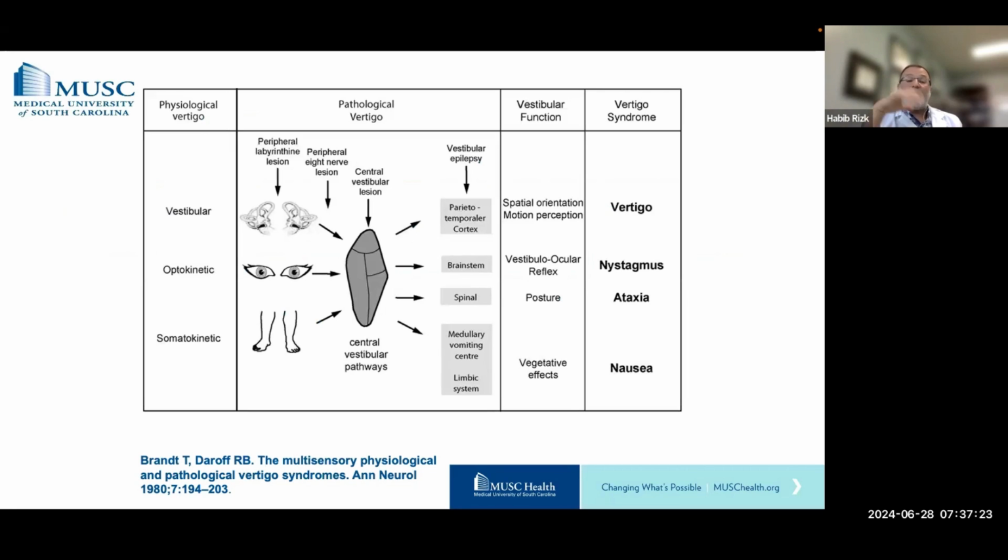And you can have a peripheral lesion that can engage the entire spectrum of those pathways we talked about, affecting the cortex, which would lead to spatial disorientation and wrong perception of motion, affecting the brainstem and leading to nystagmus, the spinal pathways leading to gait ataxia, and the autonomic system leading to nausea.